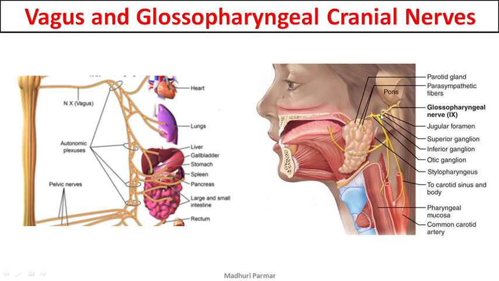Then you have the glossopharyngeal nerve. This here is the glossopharyngeal nerve. As you can see, it is going to your parotid gland. The parotid gland is a type of salivary gland present near your jaw, okay, near your ear. And then it is even going to your pharynx, so it will be helping in salivation as well as in your swallowing. And swallowing is also a part of the function of your tongue, okay, so one portion of the nerve is going to your tongue as well.